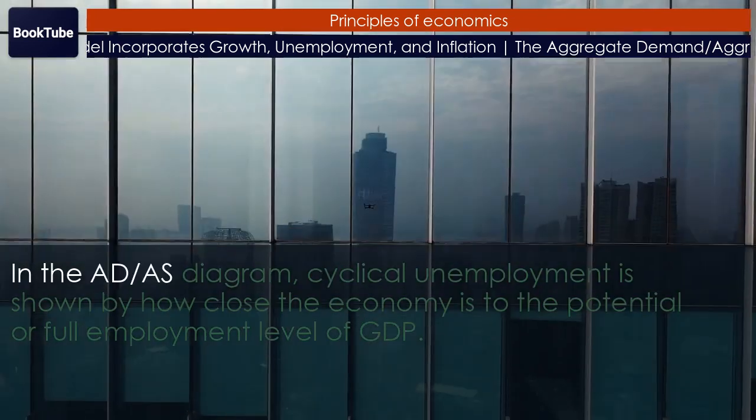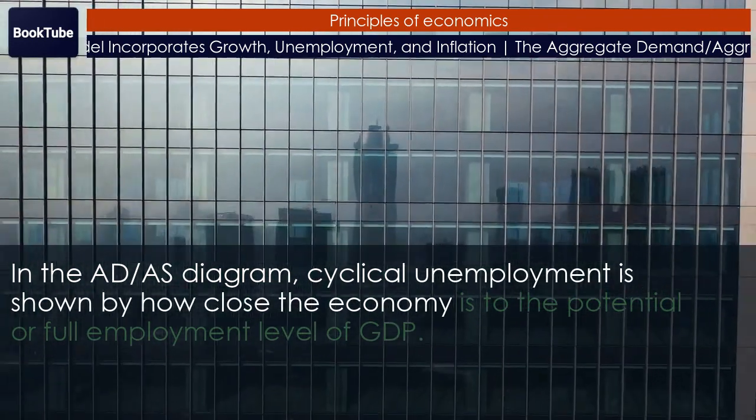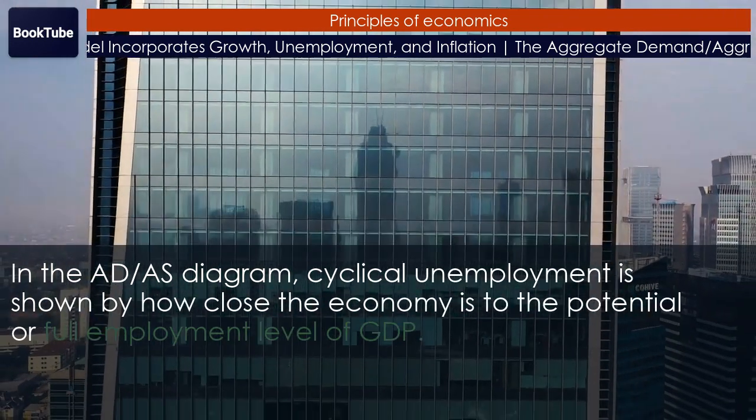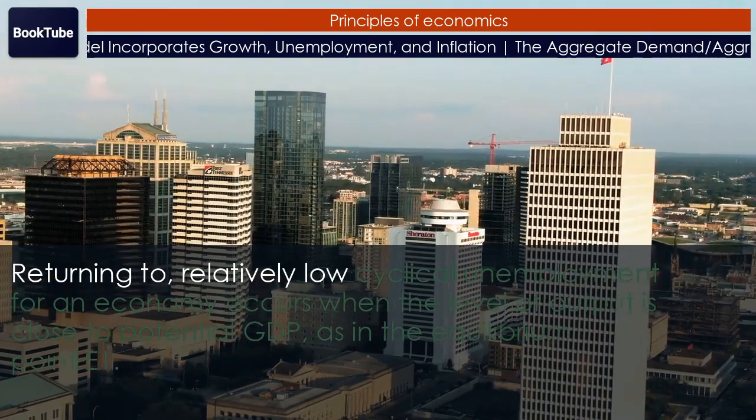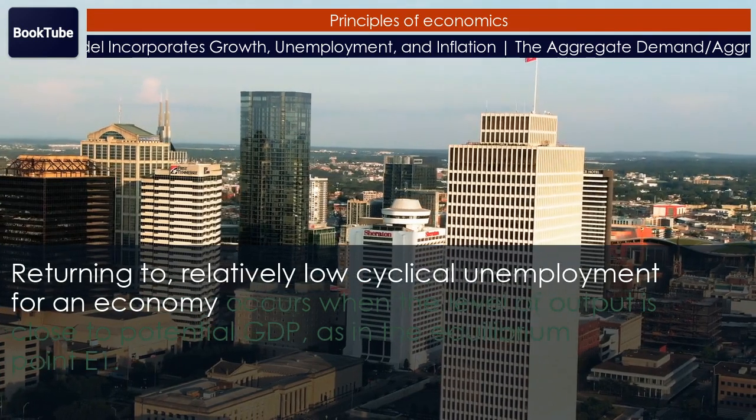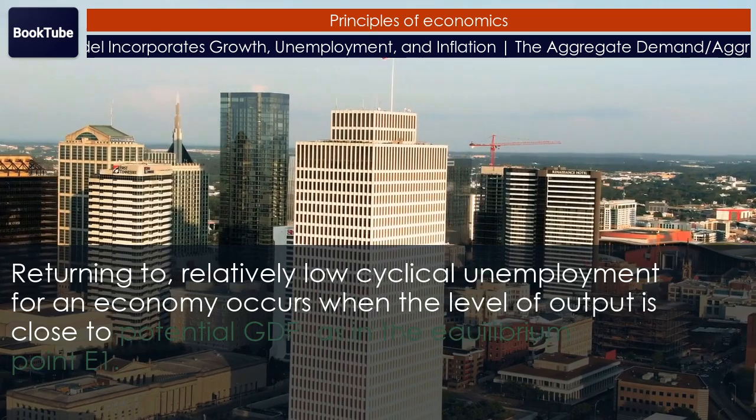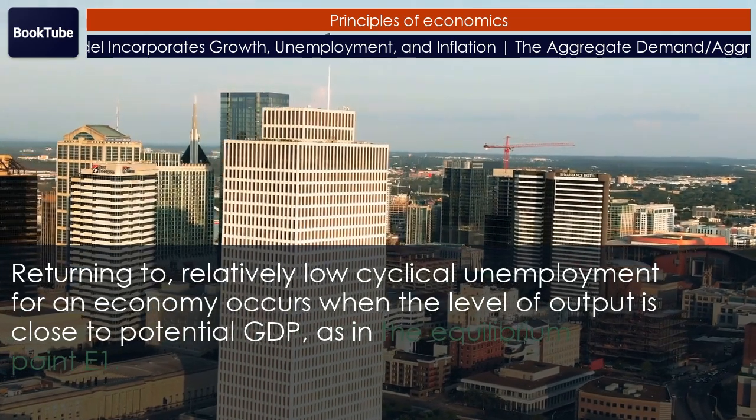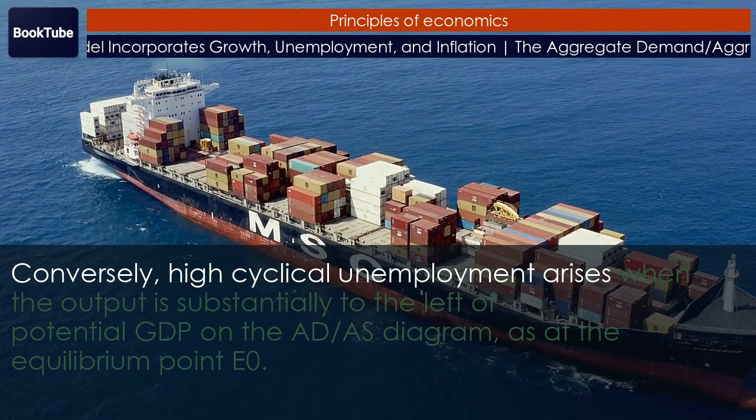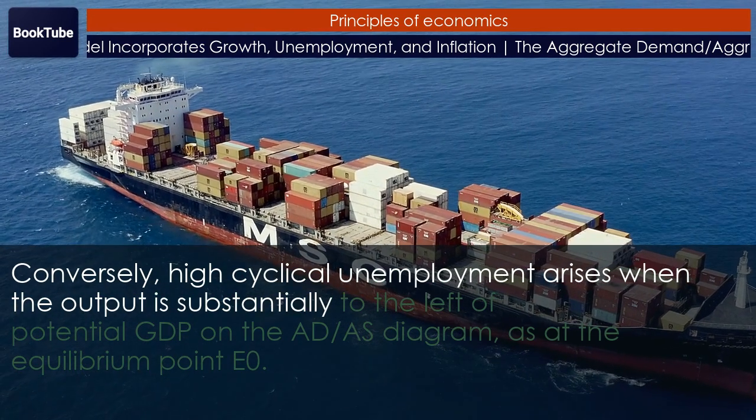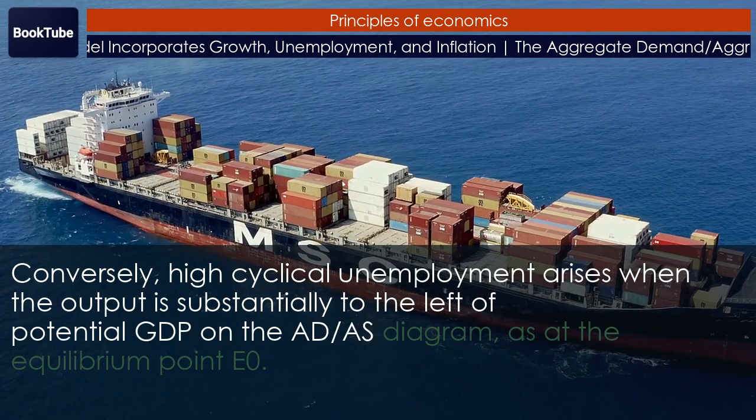In the AD-AS diagram, cyclical unemployment is shown by how close the economy is to the potential or full employment level of GDP. Returning to relatively low cyclical unemployment for an economy occurs when the level of output is close to potential GDP, as in the equilibrium point E1. Conversely, high cyclical unemployment arises when the output is substantially to the left of potential GDP on the AD-AS diagram.